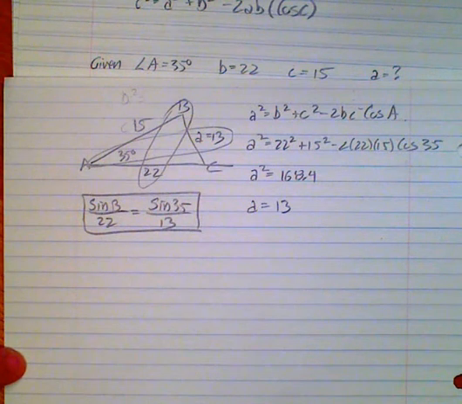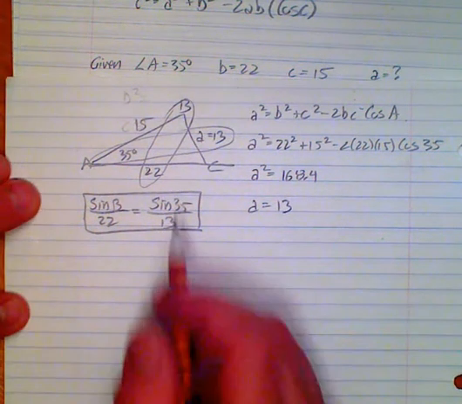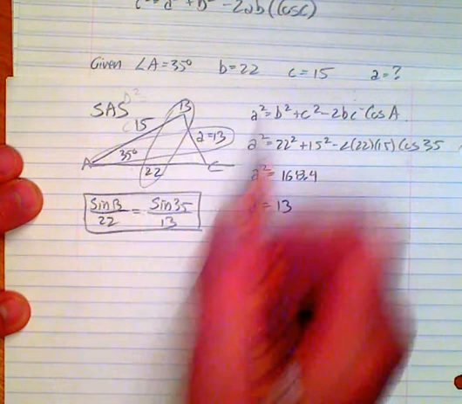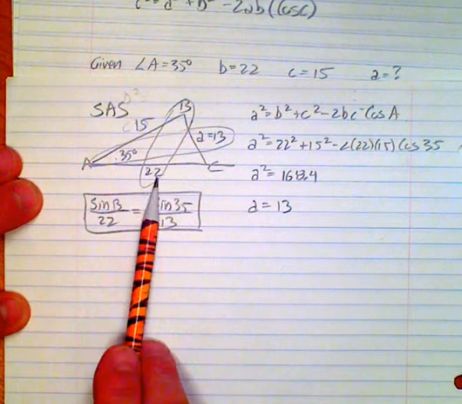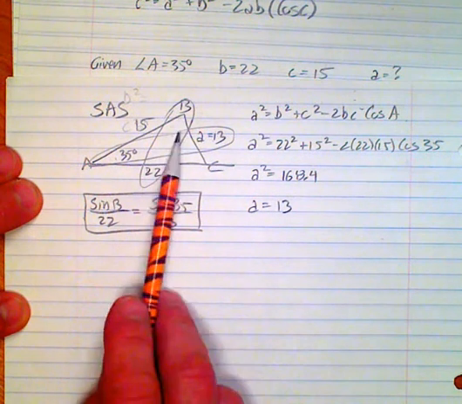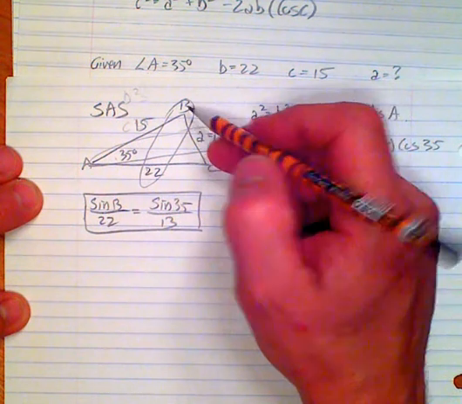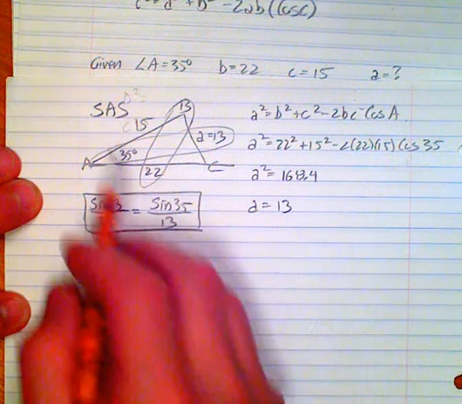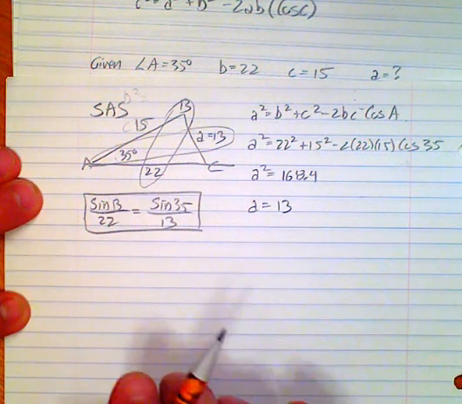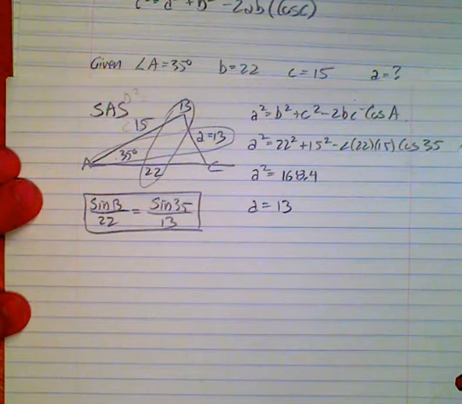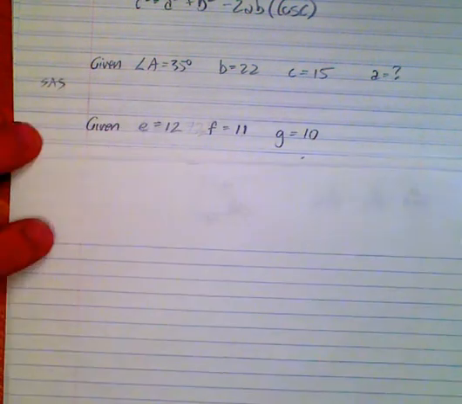Let's look at one more question here. Oh, before I go here, notice that we didn't have this side, so this is a SAS situation, side angle side, where you don't have a pair anywhere. Pretty much always going to have to do the cosine law for it.